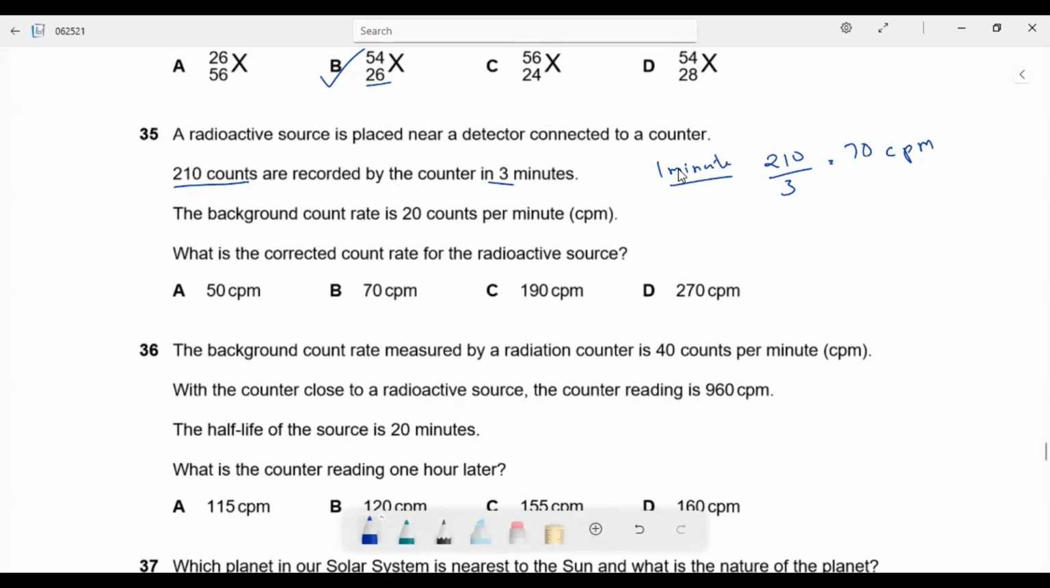The background count rate is 20 count per minute. What is the corrected count rate for the radioactive source? So background count rate is 20. So corrected count rate means that will be equal to total count rate per minute, that is 70 minus 20. That will be 50 CPM. So the right answer is A.